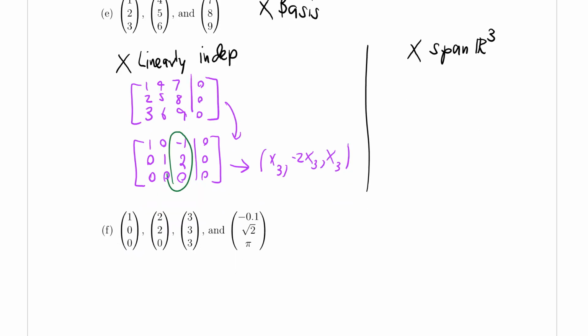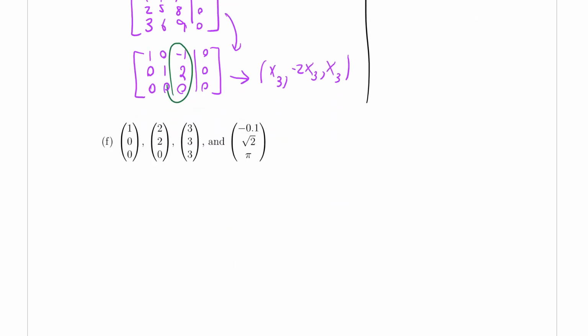And now for my part F. Notice that the first three vectors are actually the same three vectors that we saw in the earlier example. And these three guys actually already span R cubed. They already form a basis for R cubed.